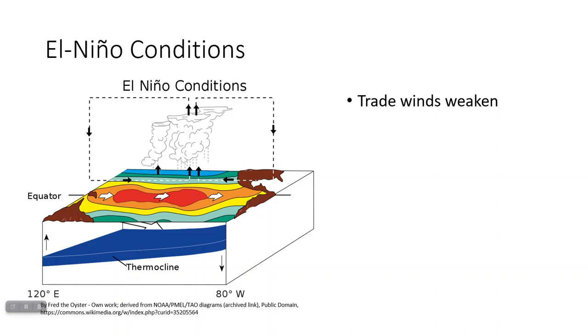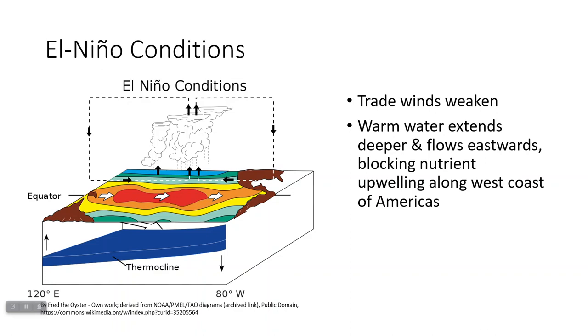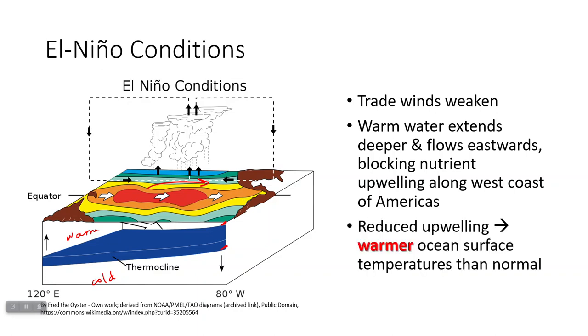The trade winds weaken. When that happens, you're going to have surface currents on the Pacific Ocean that are going to drive the surface water towards the east. That is going to cause reduced upwelling. So notice here the warm water and the cold water are separated by the thermocline, and the thermocline, instead of being up here, is down here, which means you're going to have much warmer temperatures off the coast of South America. So when you have warmer ocean surface temperatures than normal in the Pacific Ocean, that's an El Nino year.